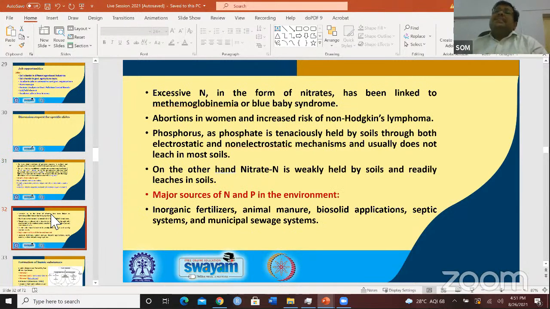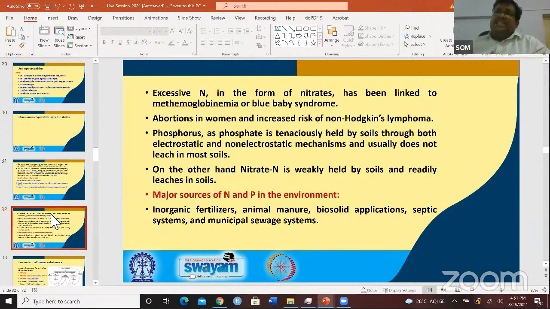Now, excessive nitrogen in the form of nitrates has also been linked to methemoglobinemia or blue baby syndrome, which is a deadly disease. Abortion in women and an increased risk of non-Hodgkin's lymphoma are also linked.